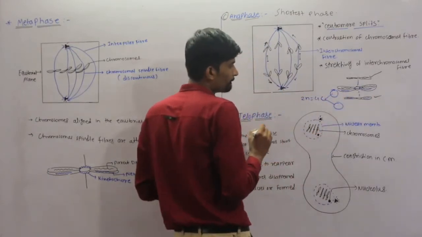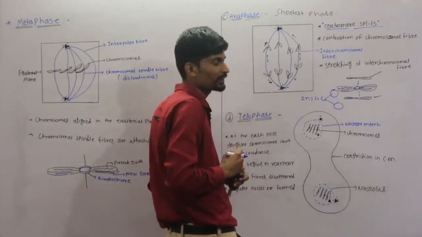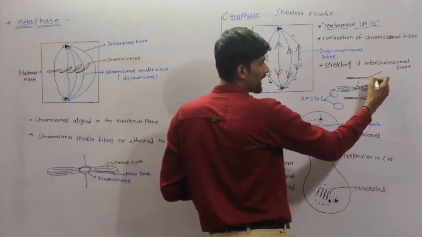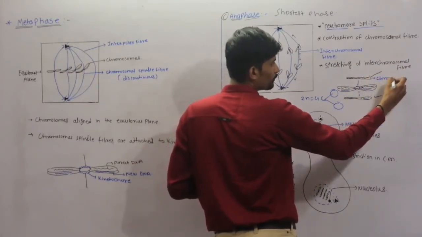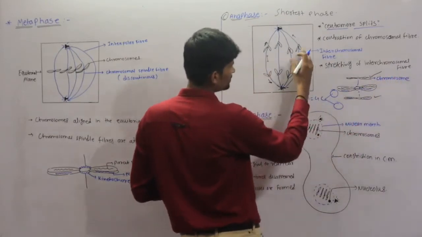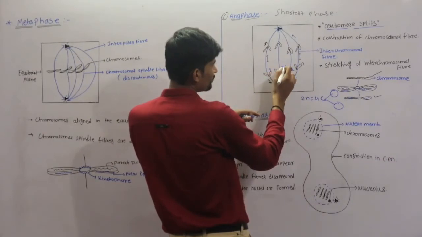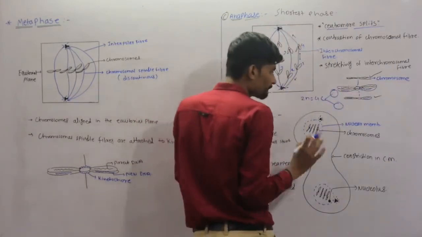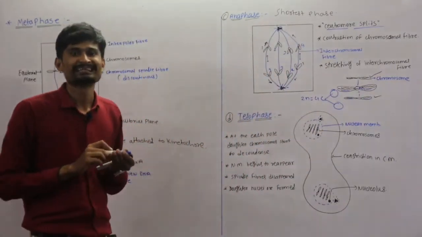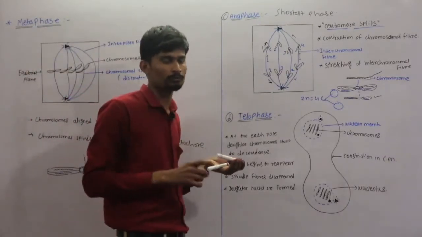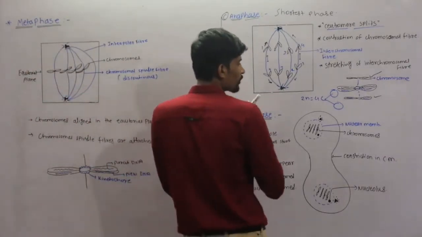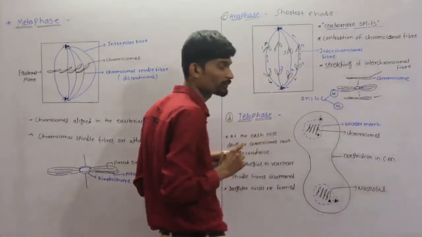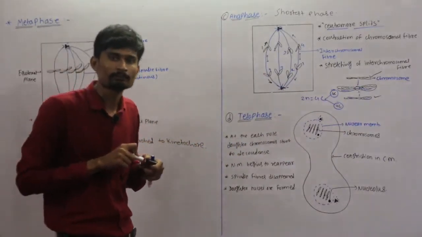These are the two cells, but due to the duplication of DNA and the splitting of the centromere, the separated chromatids now act as separate chromosomes. That's why there are 1, 2, 3, 4 chromosomes at the lower pole and 1, 2, 3, 4 chromosomes at the upper pole. So that's why in mitosis there is no reduction in the number of chromosomes. As the parent cell has 4 chromosomes, the two daughter cells also have 4 chromosomes each, due to the duplication of the DNA.